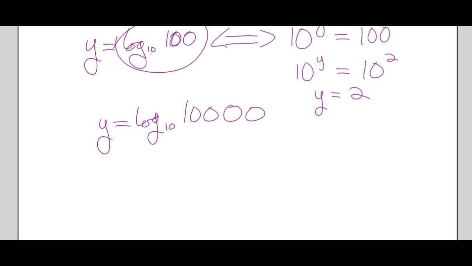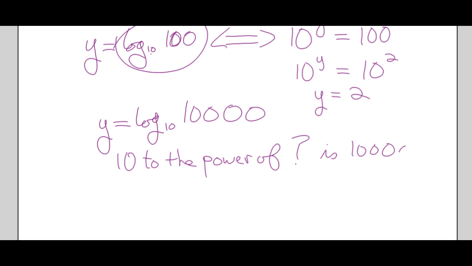So what you want to say to yourself is, 10 to the power of what is 10,000? That's how you read this. 10 to the power of something, question mark. Put in there whatever you want, like 10 to the power of what is 10,000. Okay, so what's the answer?